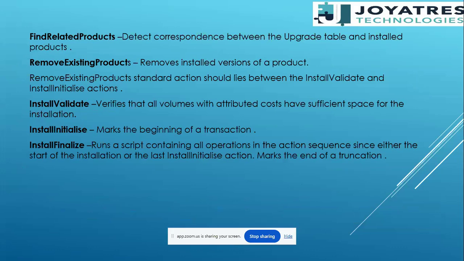So this is the FindRelatedProducts action, which is going to detect correspondence between the upgrade table and installed products. So in the upgrade table, you are going to fill a few columns, and whatever product is installed on your machine, with that it is going to find the difference, and accordingly it is going to upgrade your application.